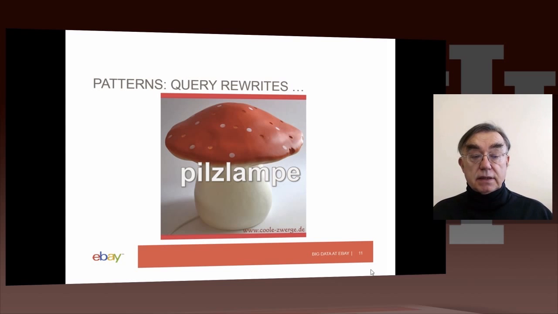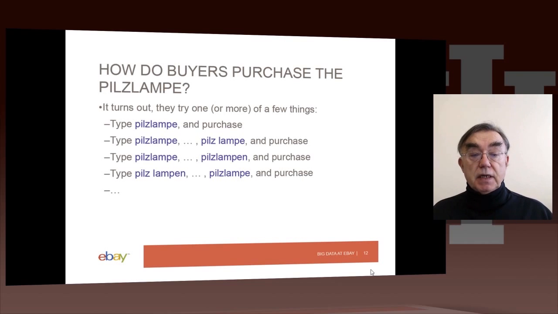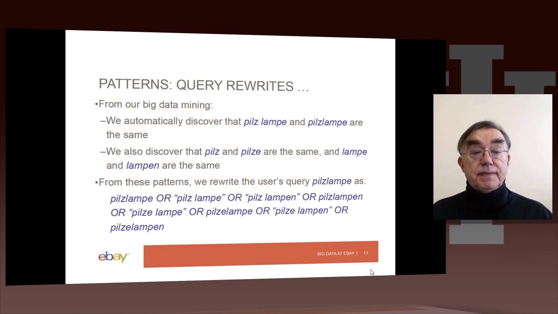eBay gives this as just a simple example. If you look at what they learned, well, they analyzed what people who purchased the pills lamp actually typed. So they typed pills lamp, correctly spelt. They put a space between pills and lamp. They add an N to the lamp, and they put gaps between pills and lampant. And all of those queries correspond to people wanting to buy pills lamps. So you can learn that by seeing what people type and what they buy.